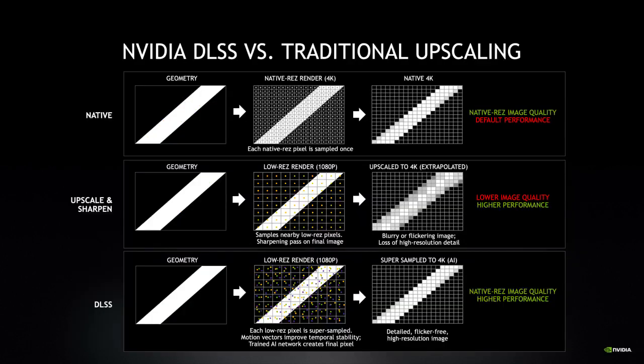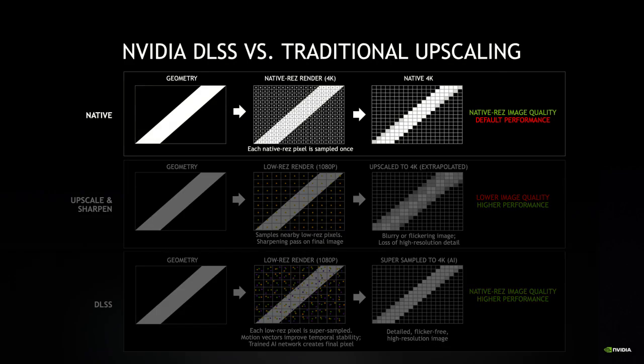If we look at this in a different way, we might compare what we get when we use native resolution rendering, traditional upscaling, and DLSS. So in this first row, we have native resolution. This is where we're rendering, and every pixel that we render has a perfect match to what we display. If something's black, it's black. If something's white, it's white. There's no work to do here.